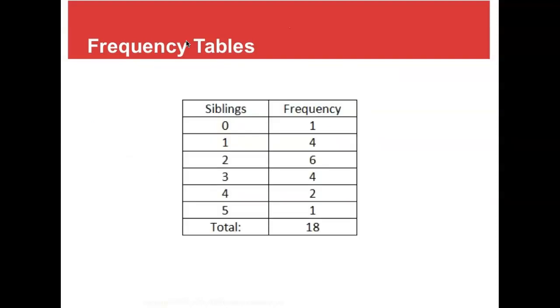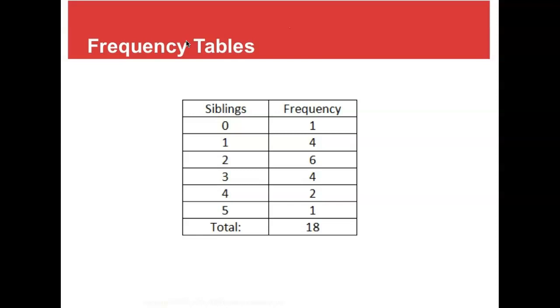Here's an example of a frequency table. And this is the number of siblings maybe a class has. And so my categories are 0 through 5. And then I would ask each of you, how many of you have 0 siblings? And you would raise your hand if you had 0 siblings, and I would count how many hands were up. Oh, there was only 1. How many have 1 sibling? And everybody who has 1 sibling raises their hand, and so on. Any questions about how a frequency table works?